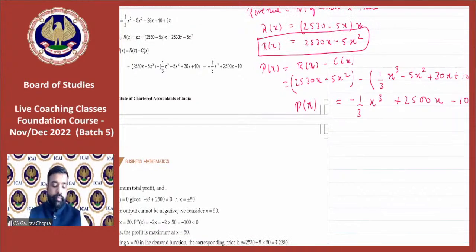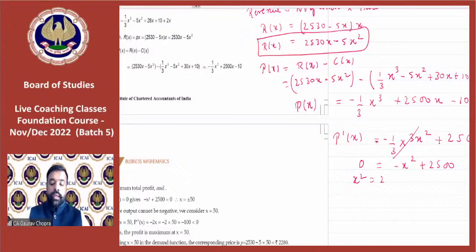So we have to calculate the profit. So here we will calculate the derivative of profit. So what is the derivative? So let us compute the derivative. Minus 1 by 3 x cube. So it will become minus 3 multiplied by 3x square plus 2500. 3 will get cancelled and we are getting minus x square plus 2500. And we have to equate this with 0.